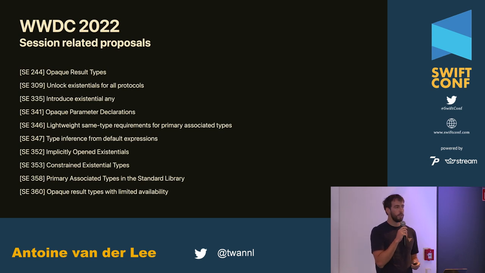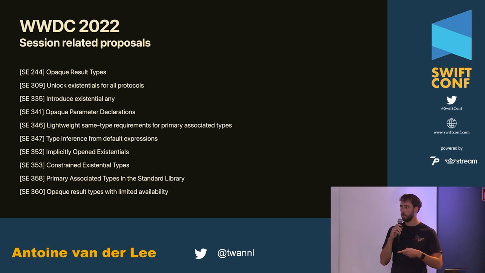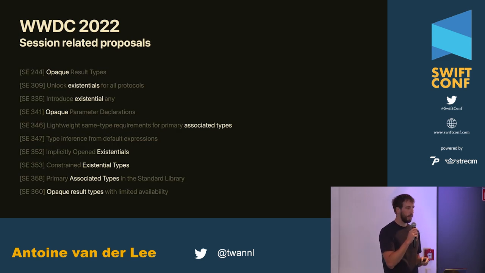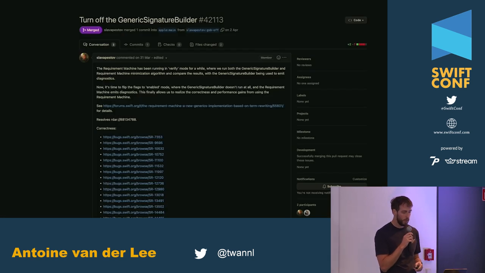So I decided to look into the proposals related to those sessions, and these proposals are both from Swift 5.7 as well as from Swift 5.5, a few older ones. But if we highlight some of the keywords there, there's opaque types, existentials, associated types. I started to see a pattern, and I had the great idea to do a talk 2 weeks after WWDC, so I had to come up with a topic. So I decided to dive into what this is.